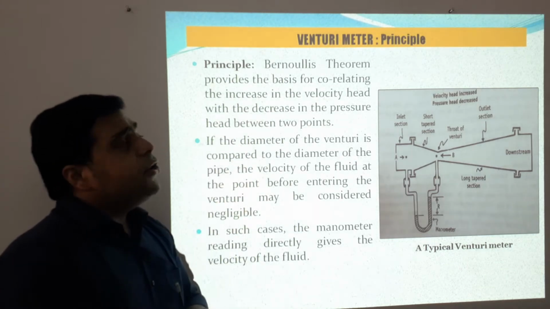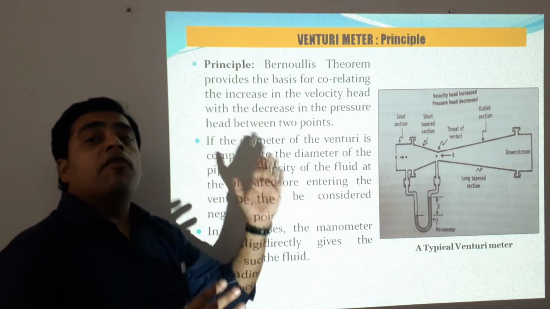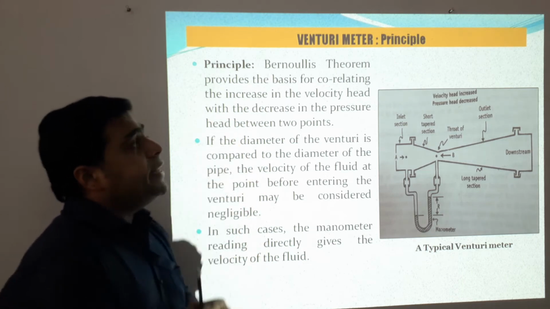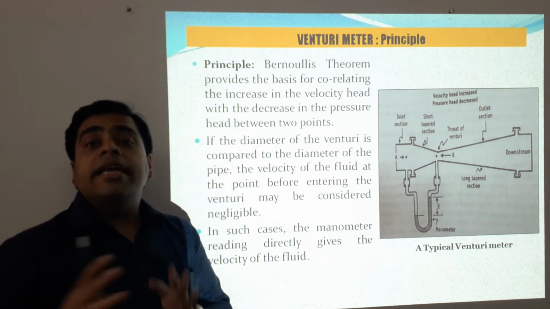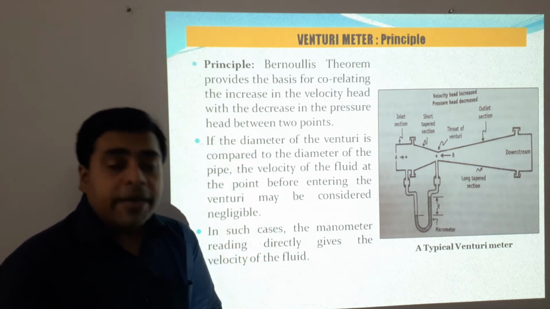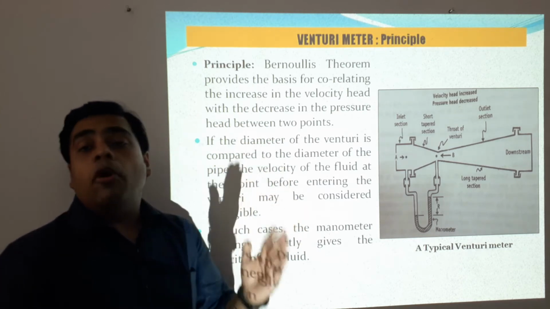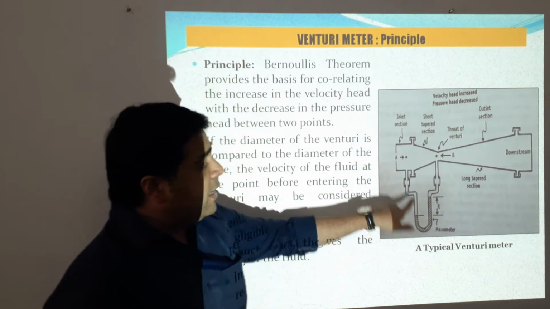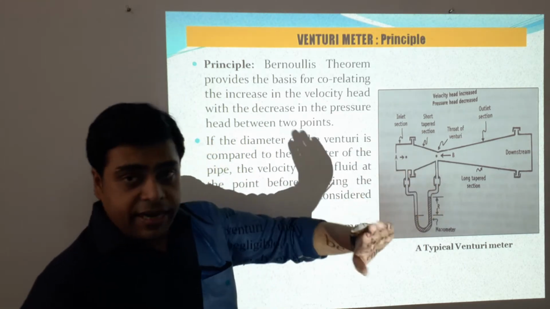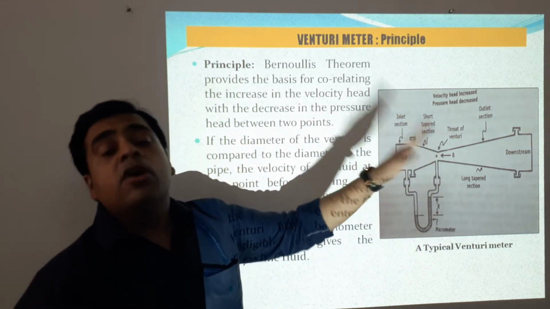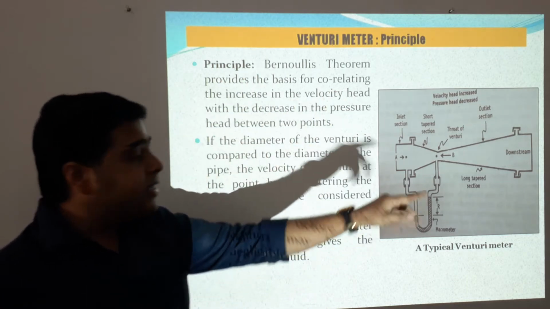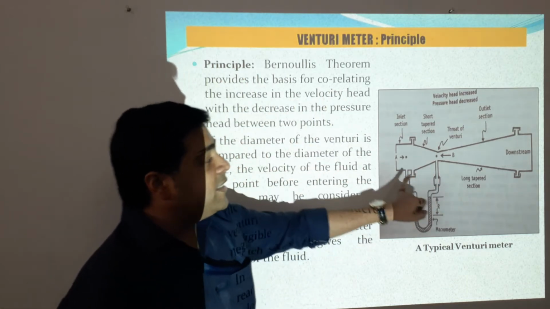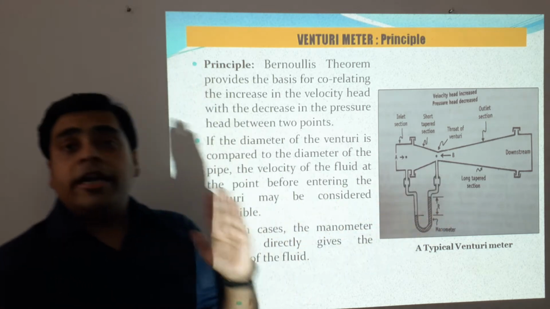So Bernoulli's theorem in this case also provides the basis for correlating the increase of the velocity head with the decrease in the pressure head between the 2 points, namely point A and point B. And as you can see from the diagram, the manometer is connected to estimate the pressure difference between the upstream and the downstream, that is between the point A and the point B.